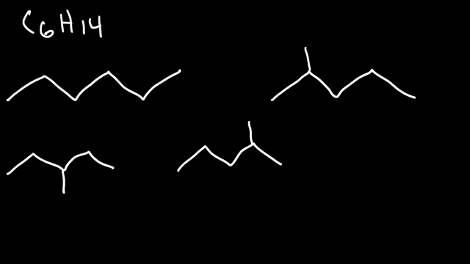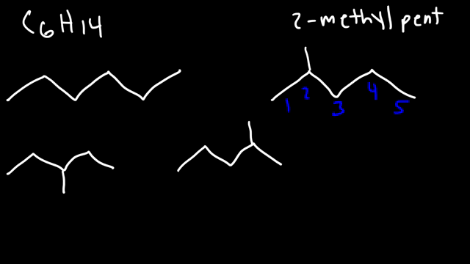They're not constitutional isomers. In fact, if you try to name it, they would have the same name. So this would be called 2-methylpentane. And then for the other molecule, you have to count in the other direction, going from right to left. So as you can see, it has the same name, 2-methylpentane. Now, if we name the structure on the left, notice that this is called 3-methylpentane.